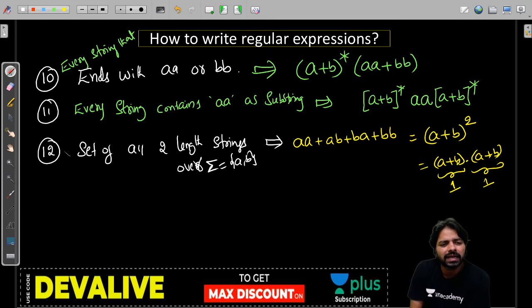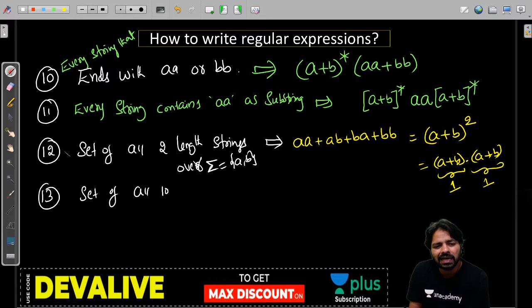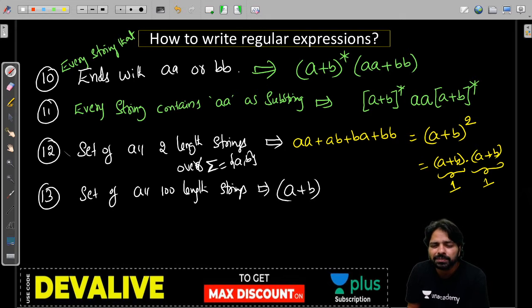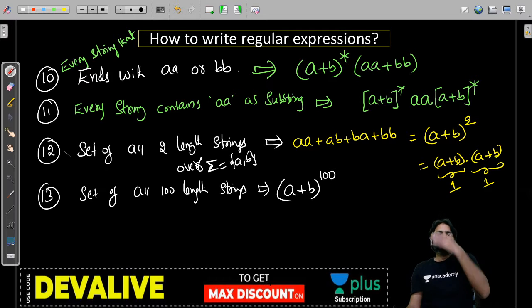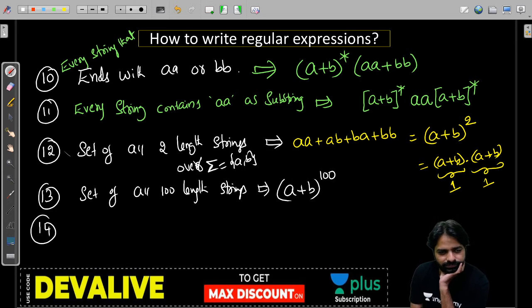Okay. Now in case somebody asks for the set of all 100 length strings, are you going to write all 100 length strings one by one? That will take a lot of time. So what do you do? A plus B, 100 times. That is power 100. A plus B 100 times. The 14th one.